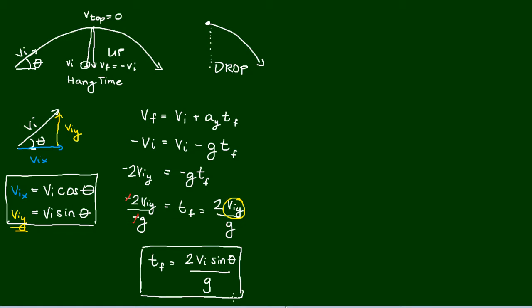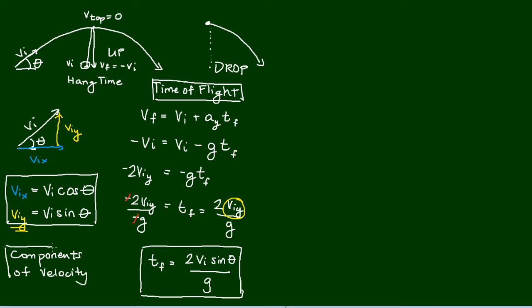Okay? So now that we know our time of flight, we can now think, okay, how do we then get delta y? So this is time of flight. Let me just write this to be a bit more organized. This would be components of velocity. So now that we have the time of flight, we can then use this to get two more things, delta y and delta x. So let's start with delta y, or your maximum height.